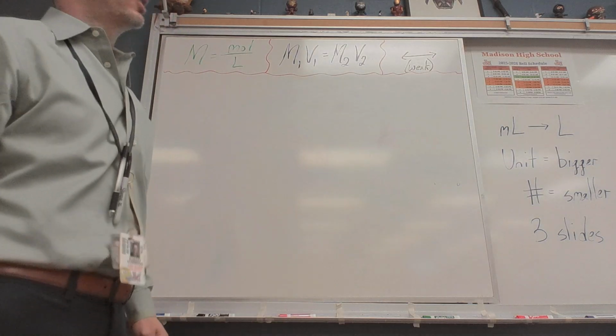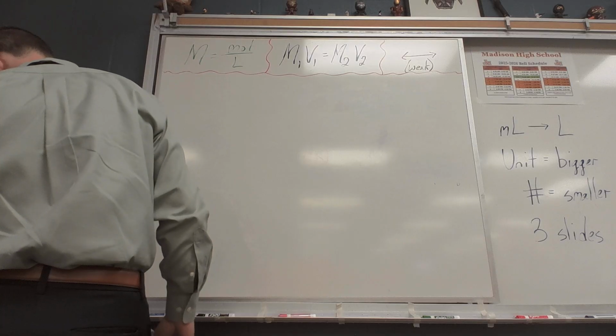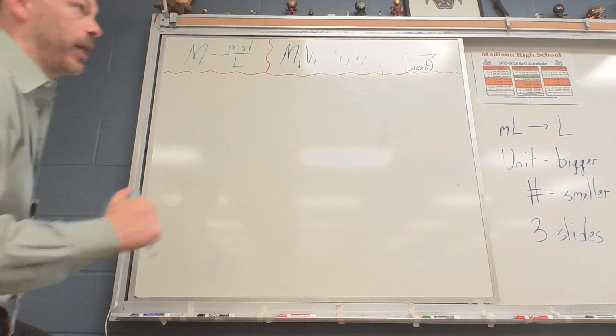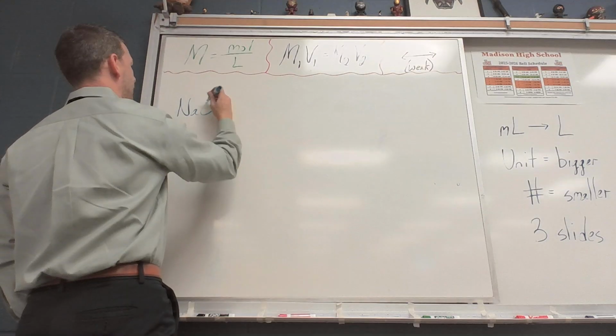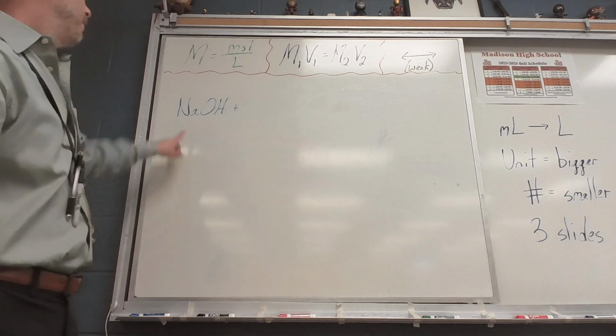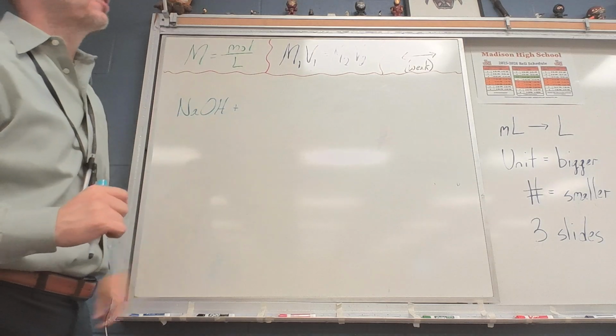All right, sodium hydroxide is mixed with phosphoric acid. That sounds like fun. Here we go. Sodium is Na, hydroxide is OH. +1, -1, no cross. Phosphoric acid.